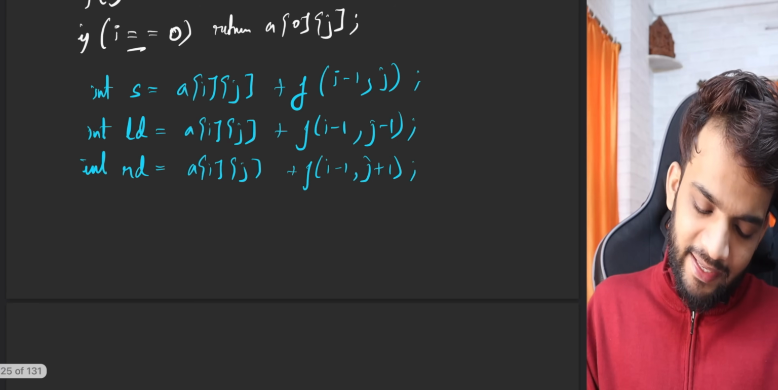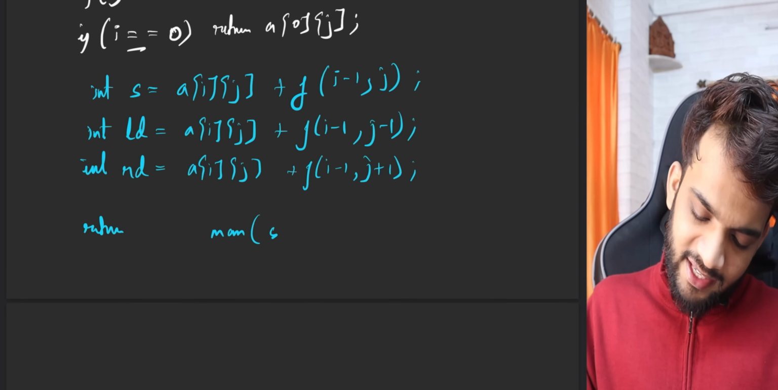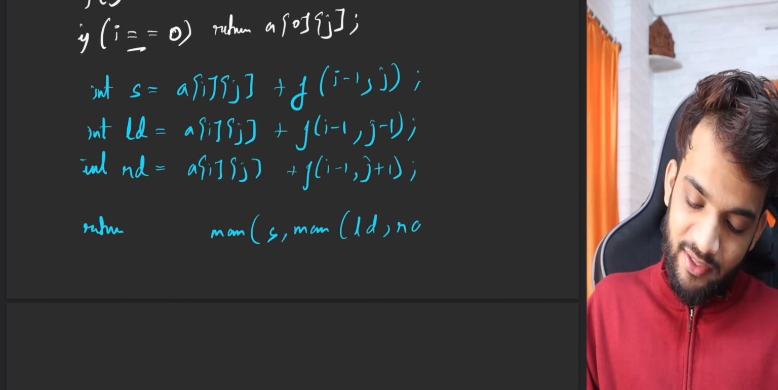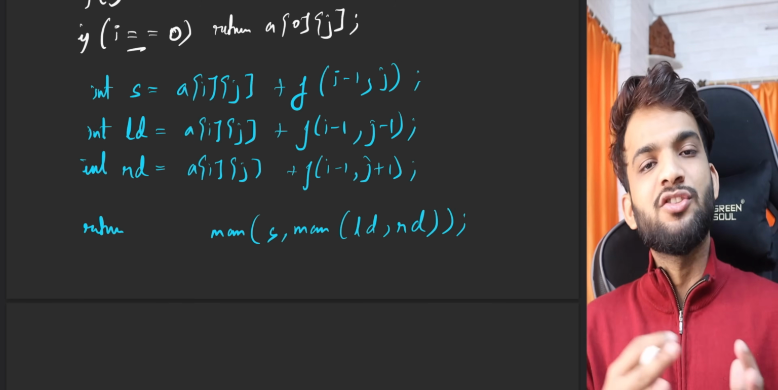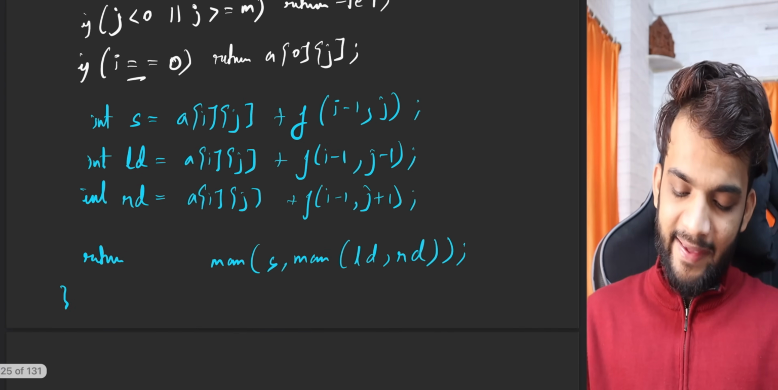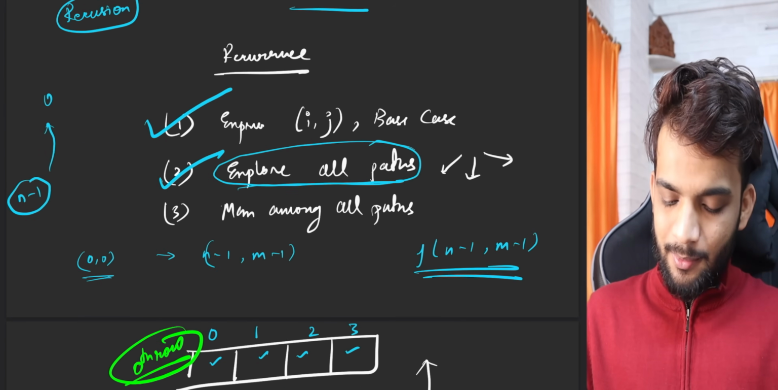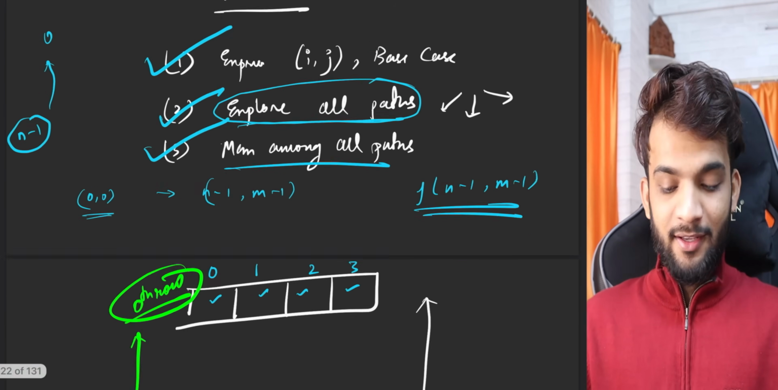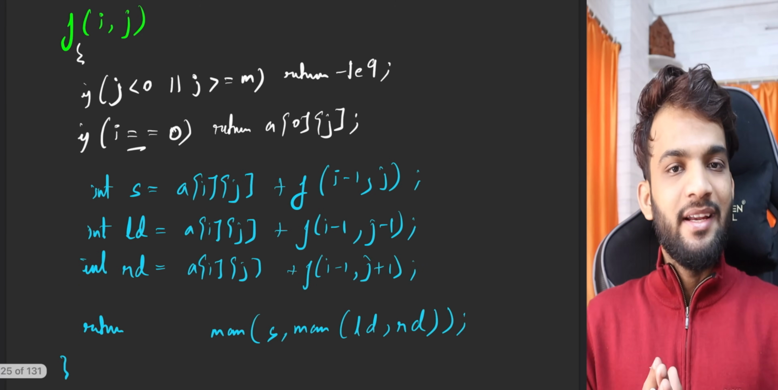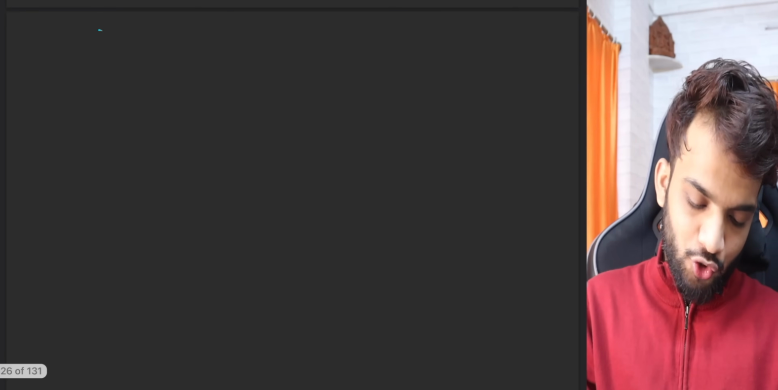So I will be returning the max of s and the max of the left diagonal and the right diagonal. So the max of all of these three will give me the maximum path sum. So exploring all the paths has been done, and the maximum among all the paths has also been taken. So again, if you carefully see, the recurrence is indeed ready. So what will be the time complexity of this particular recursion?